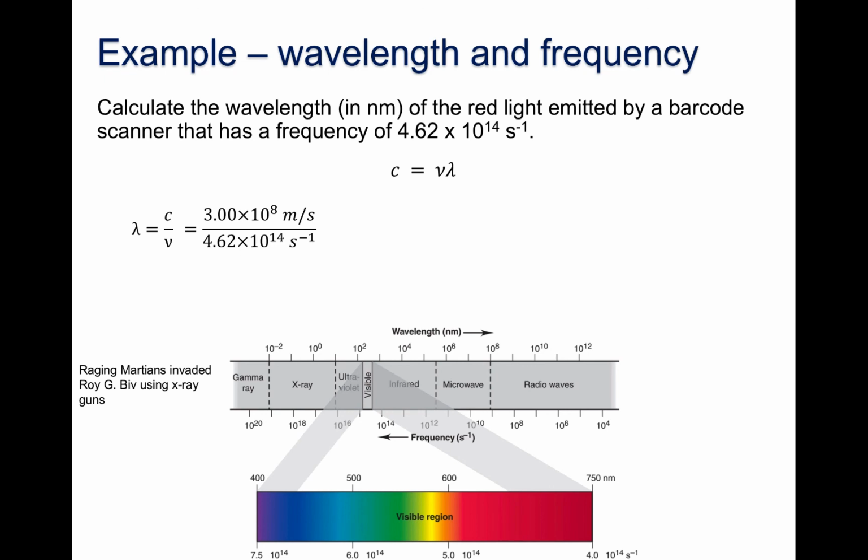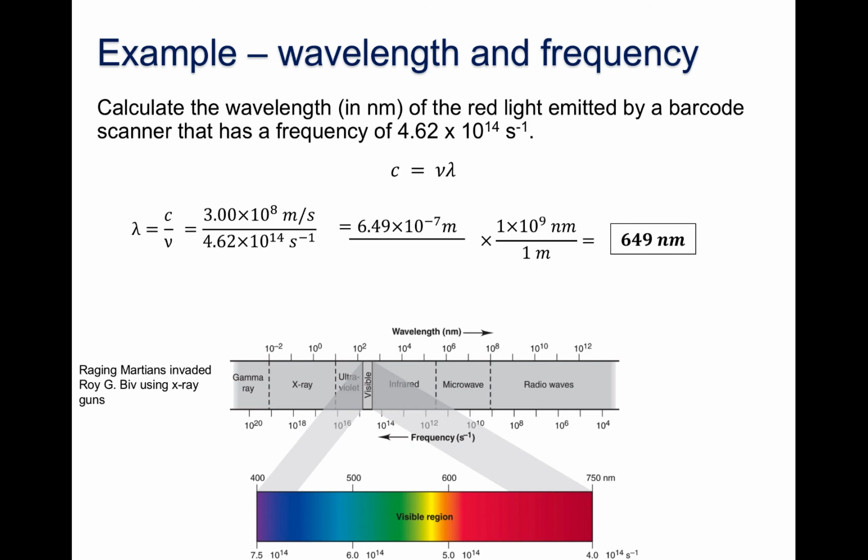And you can see here that the seconds are going to cancel out, and we'll be left with a value in meters. The value you should get is 6.49 times 10 to the negative 7 meters. Though the question specifically asks for the wavelength in nanometers. This is just a simple metric conversion, so if you remember your metric conversion for the prefix nano, you should be able to handle this. And so there are 1 times 10 to the 9 nanometers for every 1 meter. When you complete the calculation, you should get 649 nanometers.